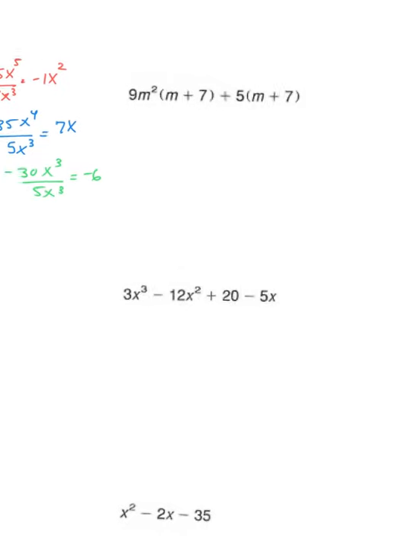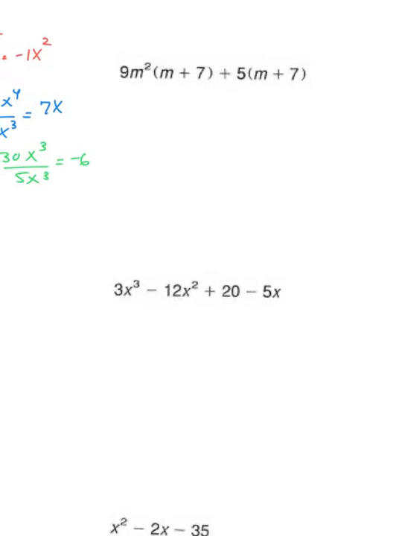Then we saw things that have a GCF that look funny. In this next case, both of these 2 terms, and I know that there's 2 terms because there's only one main plus sign between them, have an m plus 7 in common. So in this particular case, you take that common group out, and then you write what's left behind after you divide it. So you'd be left with 9m squared plus 5.